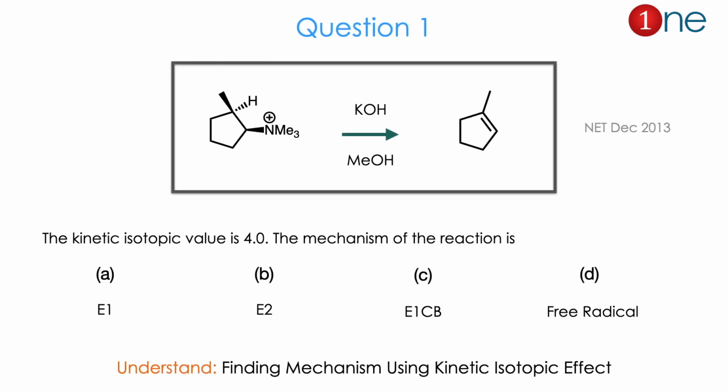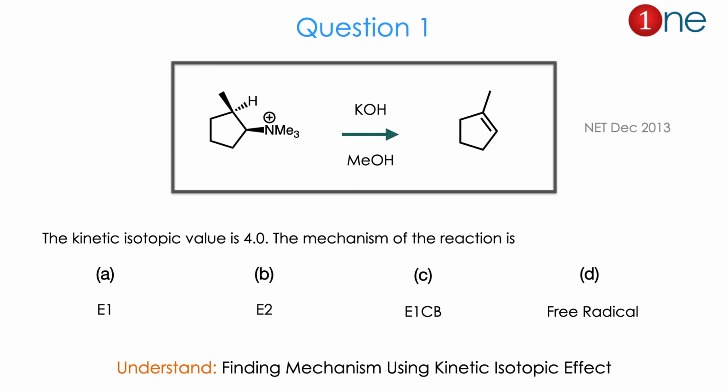Let us see question number 1. In the starting material you have a cyclohexyl system where the methyl and amine are syn to each other, and hydrogen and amine are anti to each other. You are using a base and methyl alcohol. The product is an alkene. Here they are asking what really happened in the reaction, the mechanism. They have given the kinetic isotope effect value, which is 4.0.